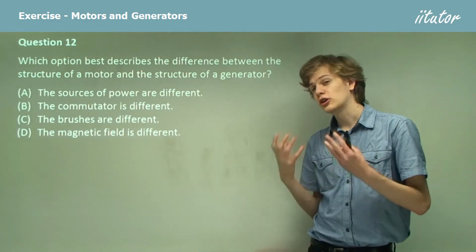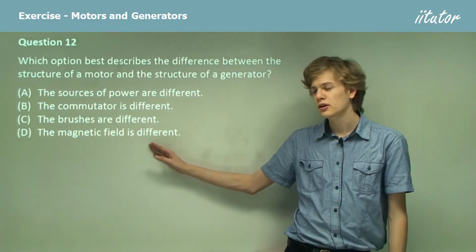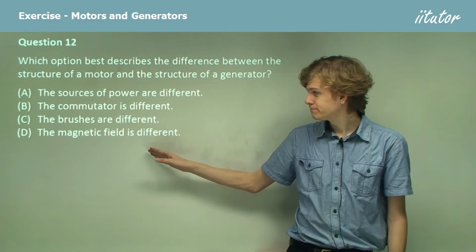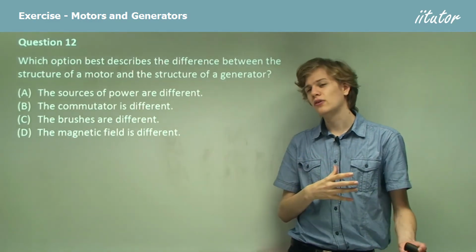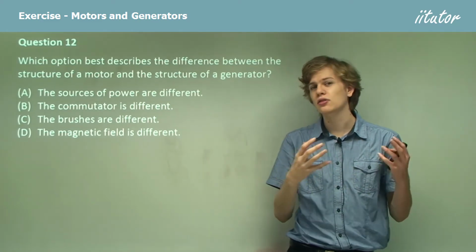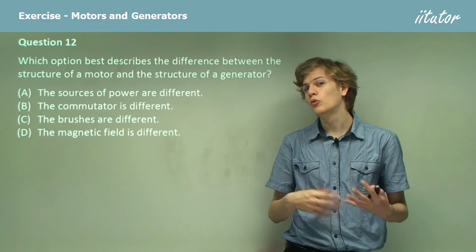Well, we know that we can construct both of these with a permanent magnetic field, just pointing in one direction, so the magnetic field can be the same. The brushes can be the same, and so can the commutator, because these just provide contact between the external circuit and the coil, right? Whether that coil is receiving electricity or producing electricity.